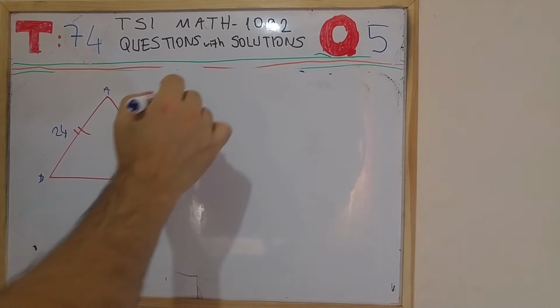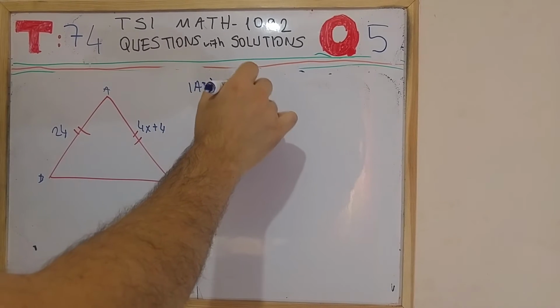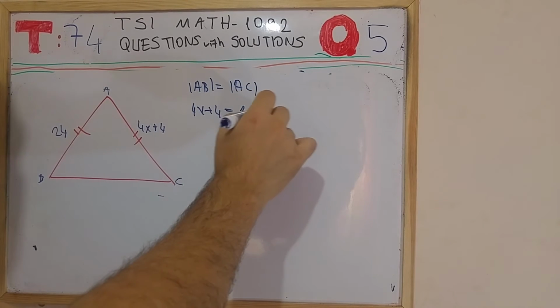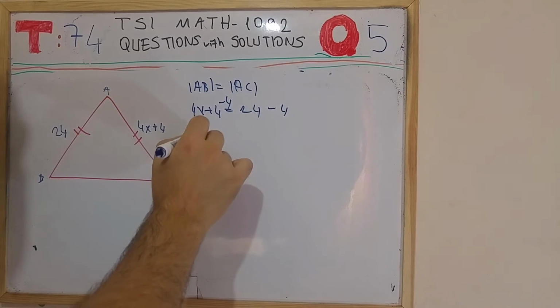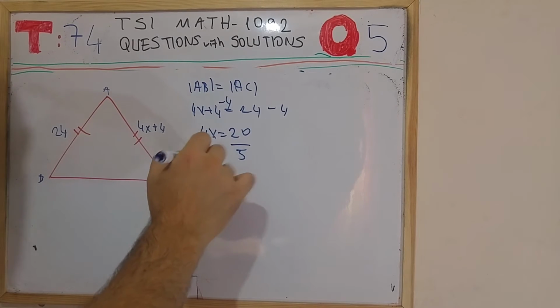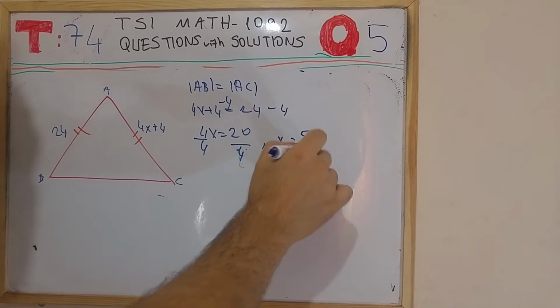I'm already given that AB is equal to AC. So 4x plus 4 is equal to 24. When I subtract 4 from each side, 4x is equal to 20. Dividing each side by 4, what I have is x is equal to 5.